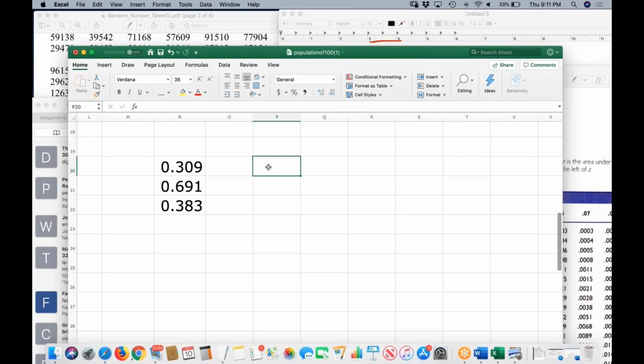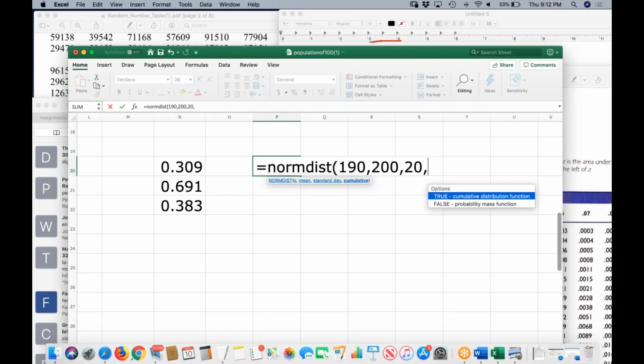There's another version of this, which is equals NORM.DIST, normal distribution, parentheses. Except now it's asking me for the value x. For instance, in the example we just had, the value was 190, the mean was 200, the standard deviation was 20. And then it says cumulative. That's asking true or false. Remember with binomial distribution, it made a difference: true meant everything to the left, and false meant just that one point.